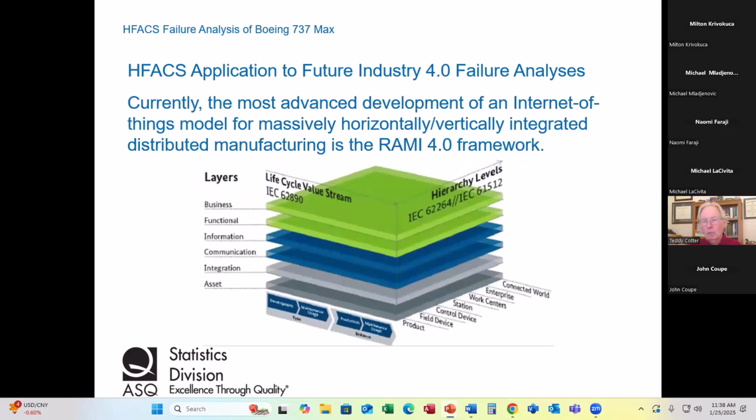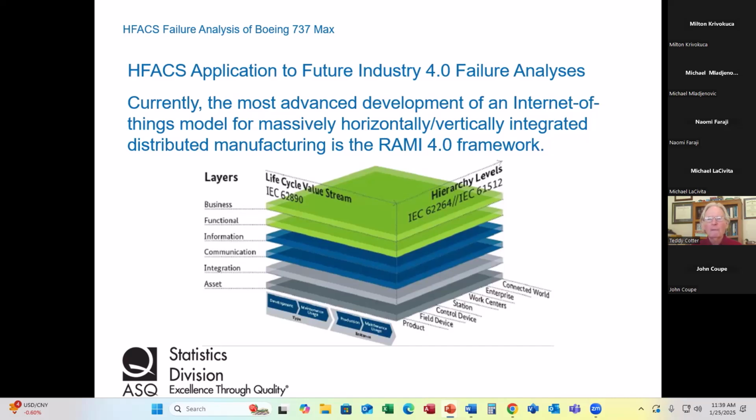So currently, has anyone seen any work on the RAMI 4.0 model? RAMI 4.0 is being developed in Germany, supported by the German government as the layered approach. How many of you are familiar with the current internet 5 or 6 layer model? I forget what it's called now, but they're modeling after the current internet model. So the most advanced development of Internet of Things model for massively horizontally vertically integrated distributed manufacturing is the RAMI 4.0 framework.